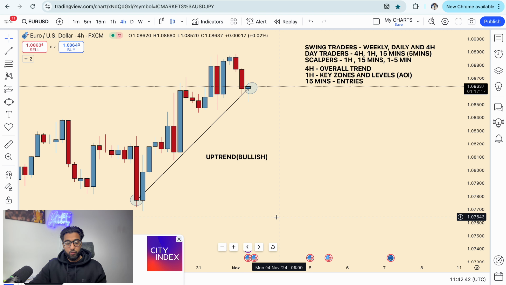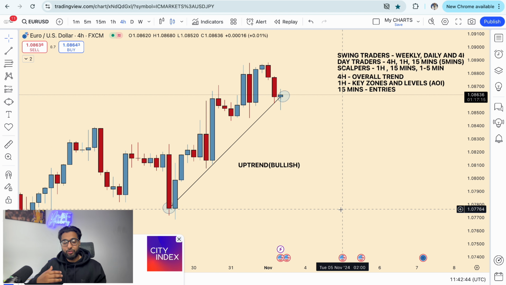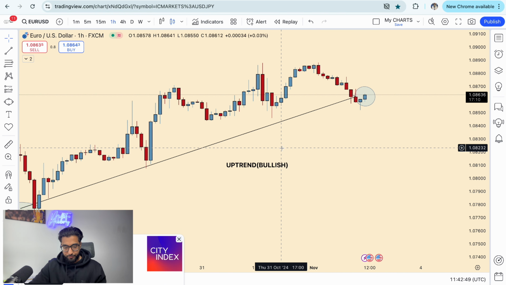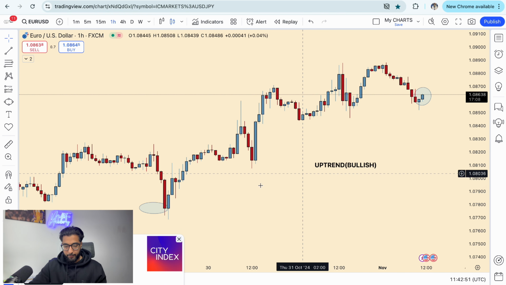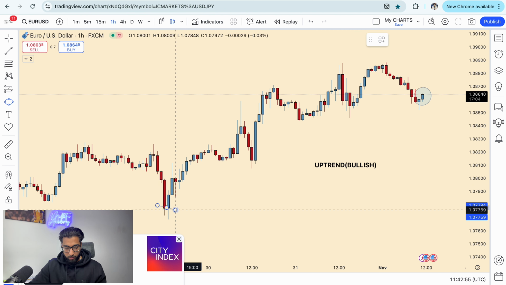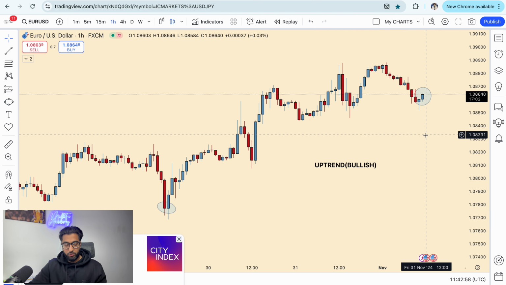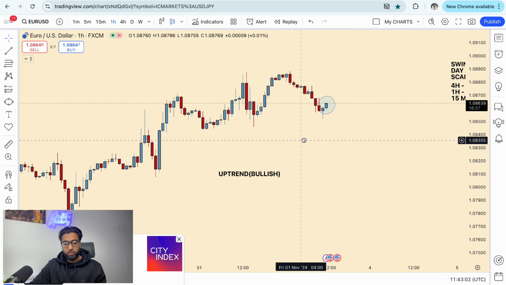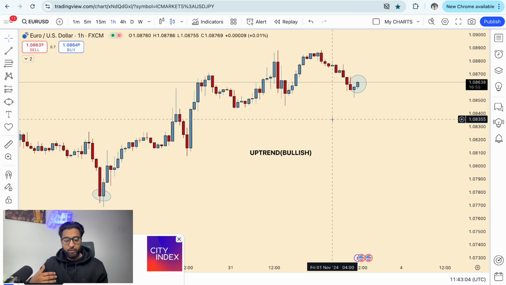Now that we understand the overall trend, we're going to look at something called key zones and levels. So we're going to go into the 1 hour time frame now. I'm just going to remove this line here, and we're going to go based on just this area, this level to this level. This is the only thing we're going to look at. Now remember, we're looking at key zones and key levels. These are areas where buyers and sellers have interest. These are levels where we call it supply and demand, or support and resistance.